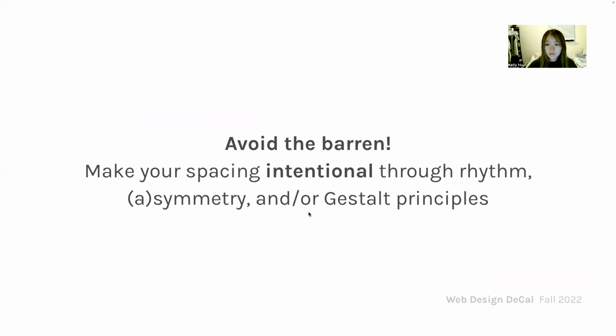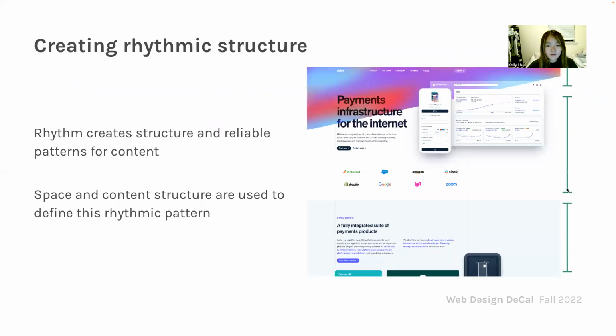To sum it all up, try to avoid the barren. Make your spacing intentional through rhythm, asymmetry, and/or gestalt principles. Creating that rhythmic structure often relies on those patterns for content. Space and content structures are used to define this rhythmic pattern and allow you to give your website that organizational and readable flow.